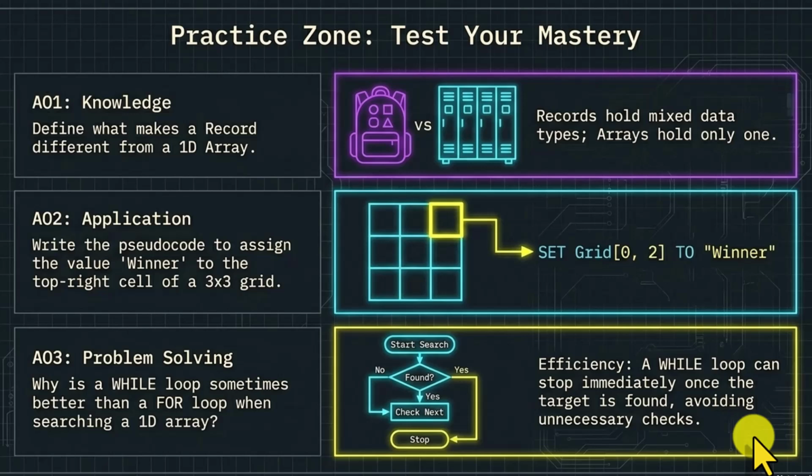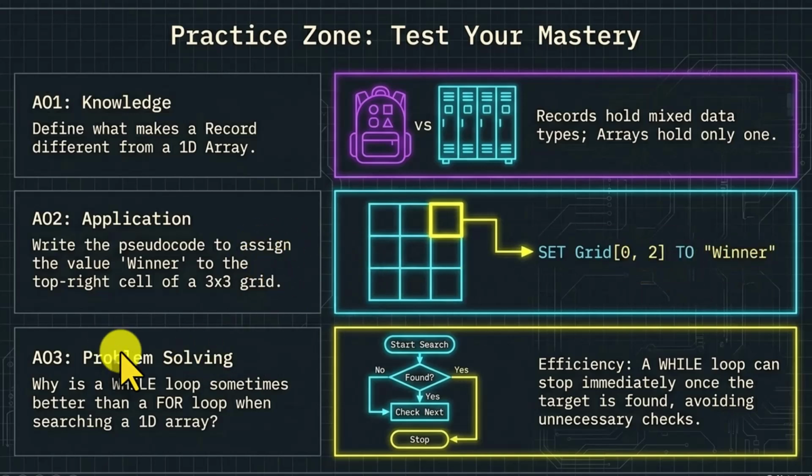The next question: write the pseudocode to assign the value winner to the top right cell of a 3x3 grid. So we have top right. If this is 3, the indexes are 0, 1, 2, and this one is also 0, 1, 2. So this is in row 0, then index 2. So set grade 0 to 2 winner.